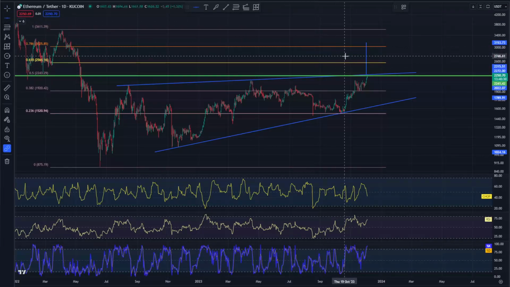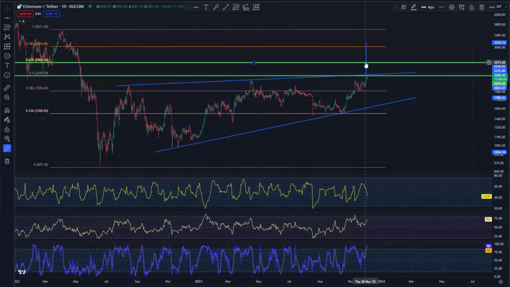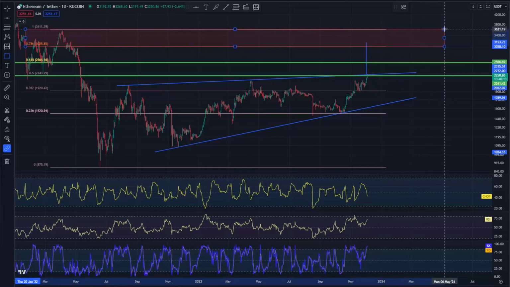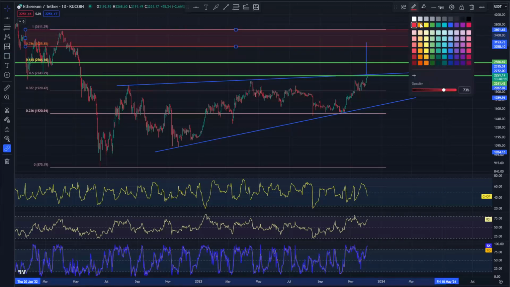Then we have resistance at $2,566, and interestingly, we can still see a move to the previously mentioned levels after leaving the channel upside, to a very strong resistance zone from $3,028 to $3,601.